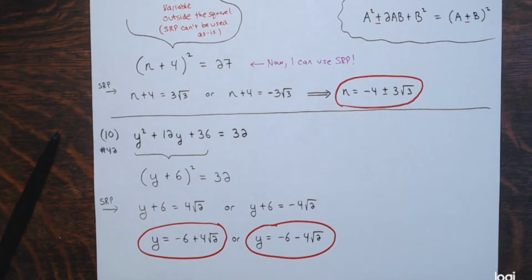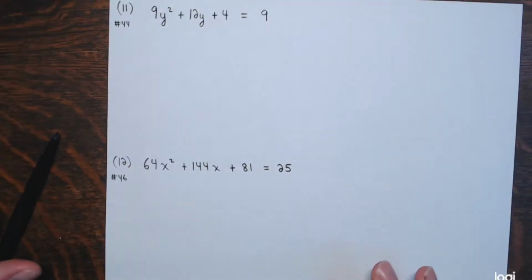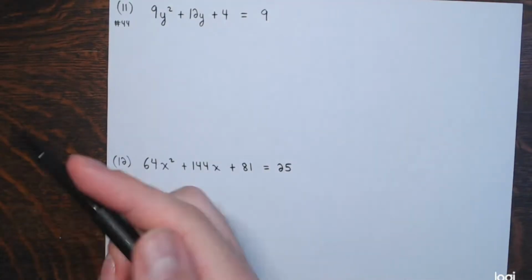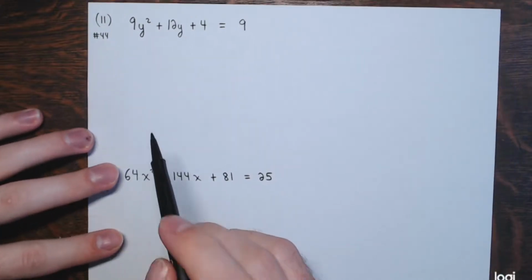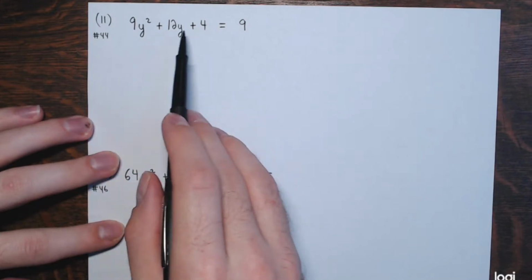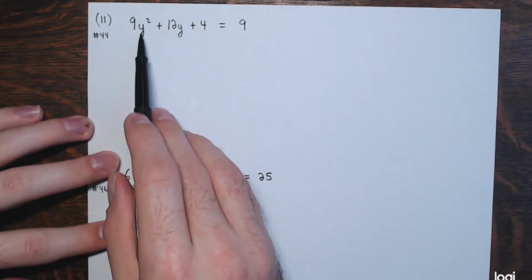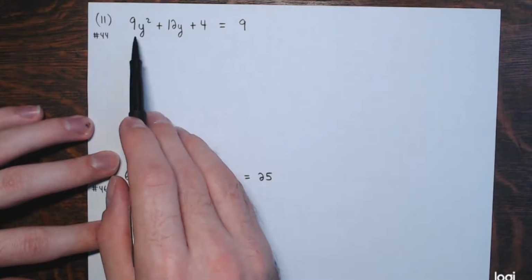Fantastic. All right, so I got one more page here, just two more examples, and they're very much the same as these previous ones. So number 11, exercise 44: 9y squared plus 12y plus 4 equals 9. Notice there's a variable in a square, y squared, but there's a variable outside that square, so I cannot use the square root property on this equation.